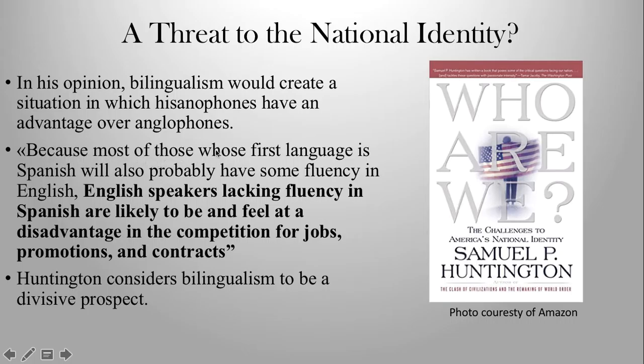Because most of those whose first language is Spanish will probably have some fluency in English, English speakers lacking fluency in Spanish are likely to be and feel at a disadvantage in the competition for jobs, promotions, and contracts. And for that reason, Huntington considers bilingualism to be a divisive prospect and is completely against it.